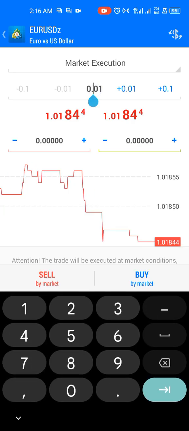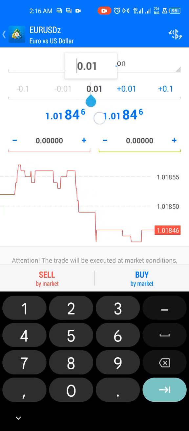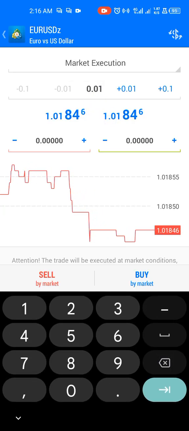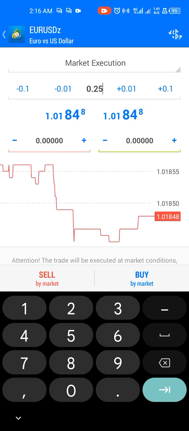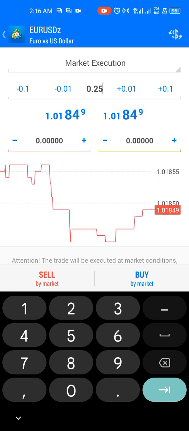This place is where you select your lot size. So this is 0.01 lot size. I can change it to 0.25 lot size, for example. So I'll be earning $2.5 per pip. All right, so that is it.